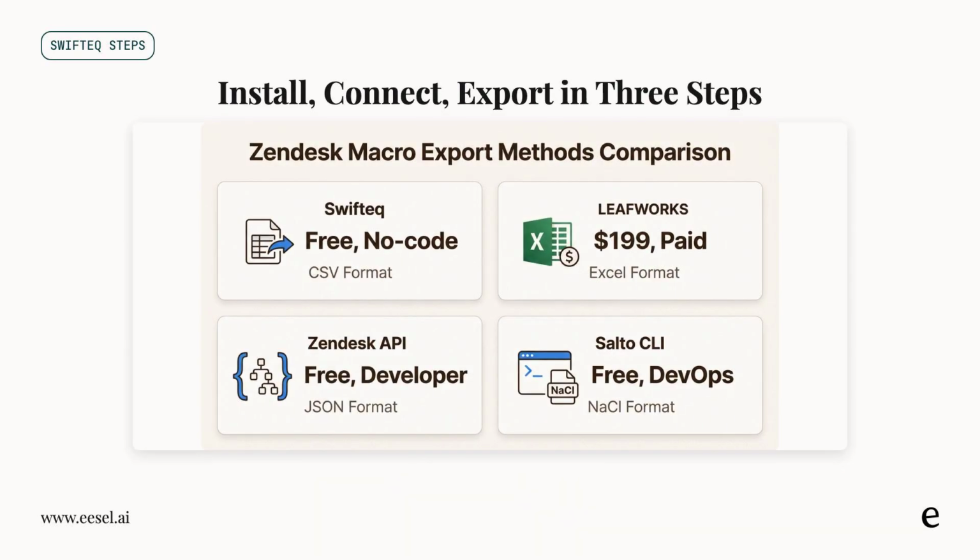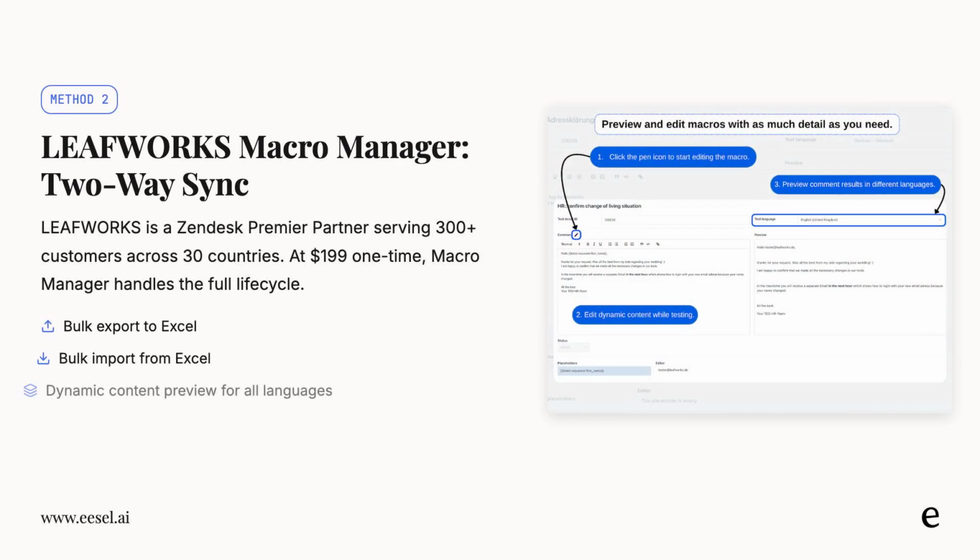Install the app from the Zendesk Marketplace, authorize it through Zendesk's secure OAuth flow, and click export. Within minutes, a CSV lands in your inbox with your entire macro library. No technical setup required. LEAFWORKS is a Zendesk premier partner serving over 300 customers across 30 countries.